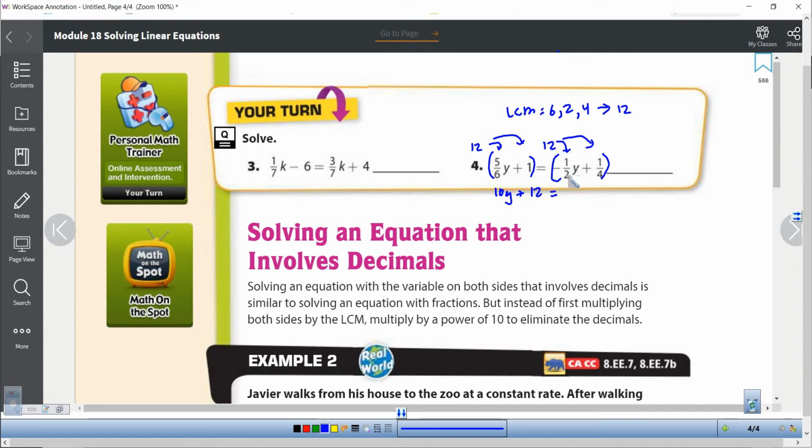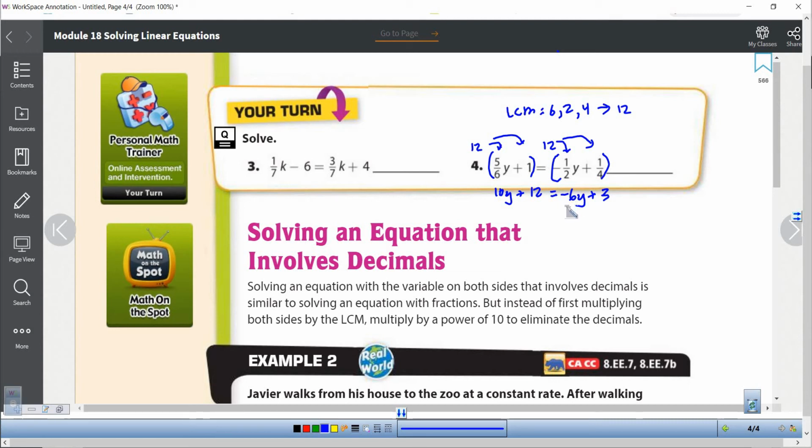All right, 12 divided by 2 is 6, right? But then I get that negative there, so this is negative 6y. 12 divided by 4 is 3, so this one becomes 3. All right, so again, what did I do? I found the least common multiple of 6, 2, and 4, or the least common denominator, if you're looking at these as fractions. I multiplied by that number. Remember, you're dividing by whatever the denominator is, and then multiplying by the numerator. So now I have 10y plus 12 equals negative 6y plus 3.